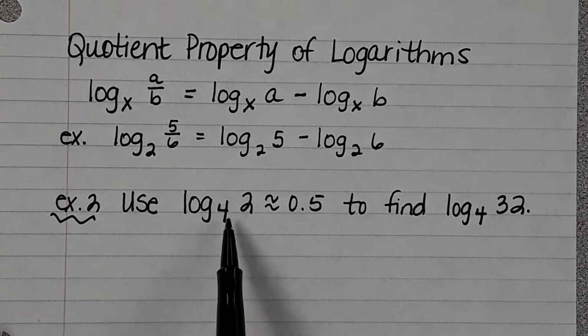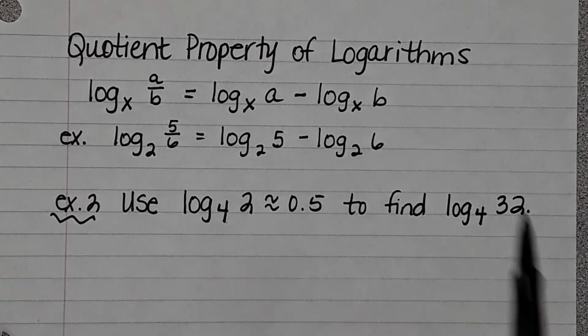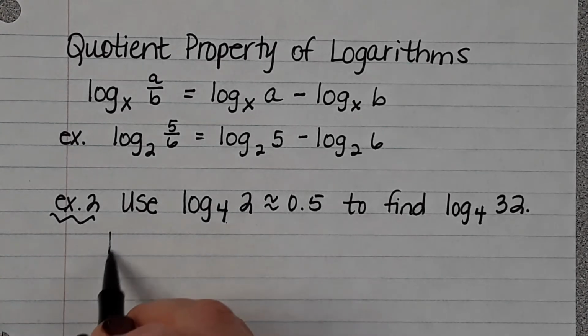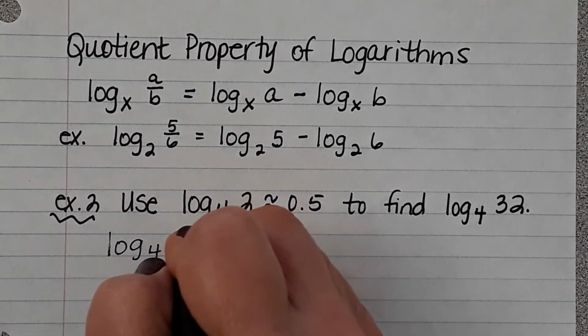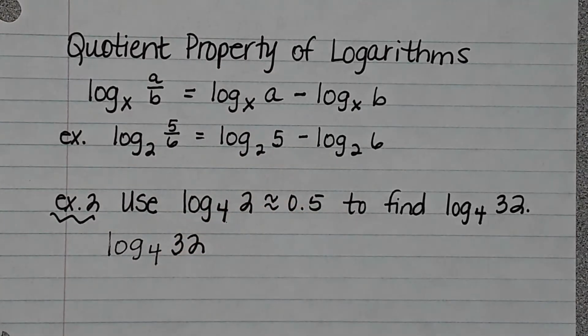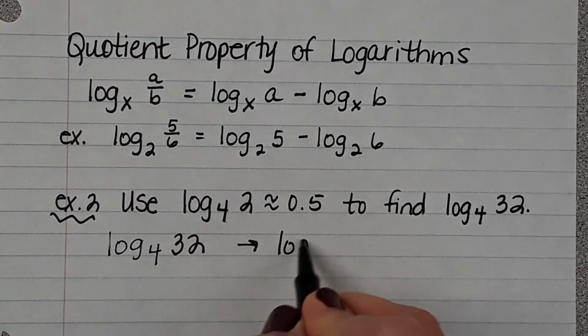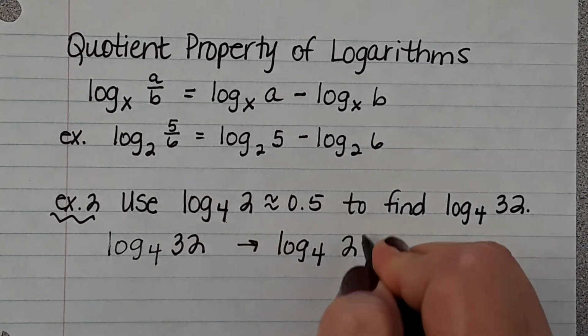Since they're giving us log base 4 of 2, they're saying this problem is going to be able to be rewritten as log base 4 of 2. So we're going to write log base 4 of 32. And is there something we know about 32? Is there a way that we can rewrite it? What do you know about 32? It can be written as log base 4 of 2 to the 5th.